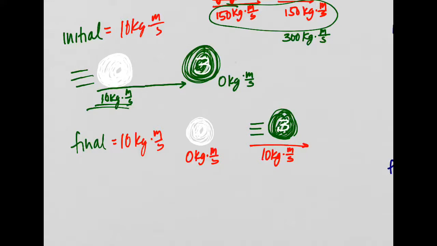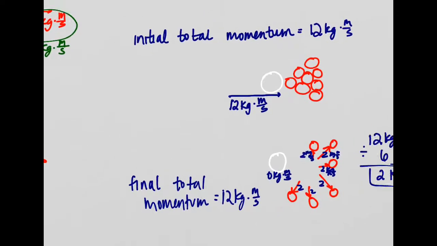So our final momentum in the system at the end is 0 plus 10, which is 10 kilograms meters per second. So we see here that momentum has not been created and it has not been destroyed. All that's happened is the momentum has been transferred from this ball to this ball. In the initial situation, it was 10, and then it's 0. In the initial situation, it was 0, but at the end, it's 10. So we're not losing or gaining any momentum.